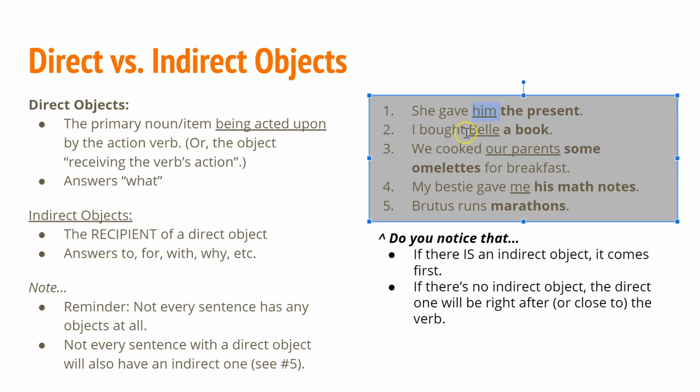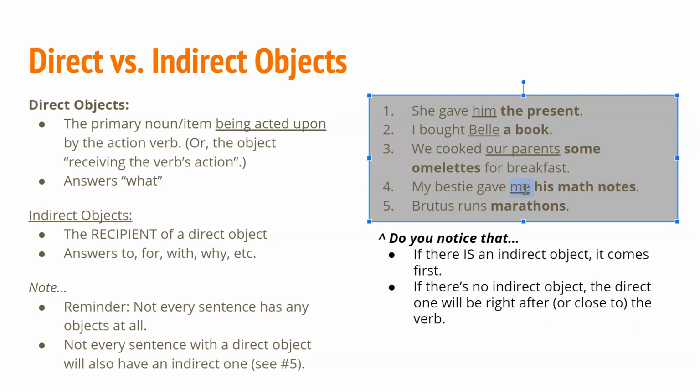Okay? I bought a book, but who did I buy it for? I bought it for Belle. What did I cook? Omelets. Who did I cook them for? Our parents, like maybe if you're making them breakfast or something. Okay? Now, you are not cooking your parents. That is illegal and not cool. But you can cook omelets for them as the recipients. Okay? My bestie gave me his math notes. Best friend is my subject. Gave what? The notes. To whom?